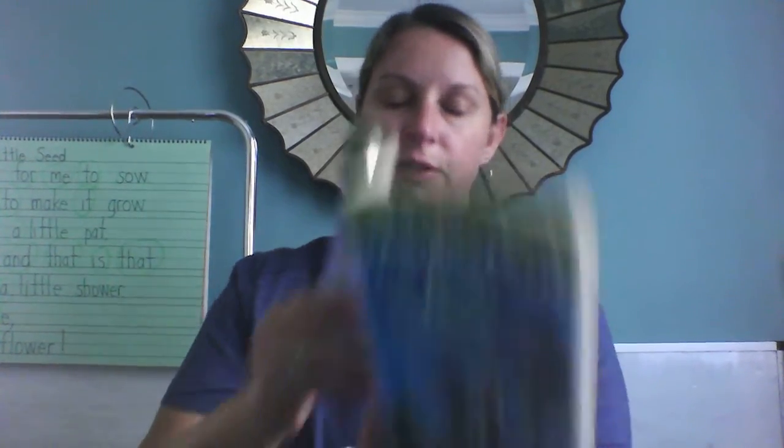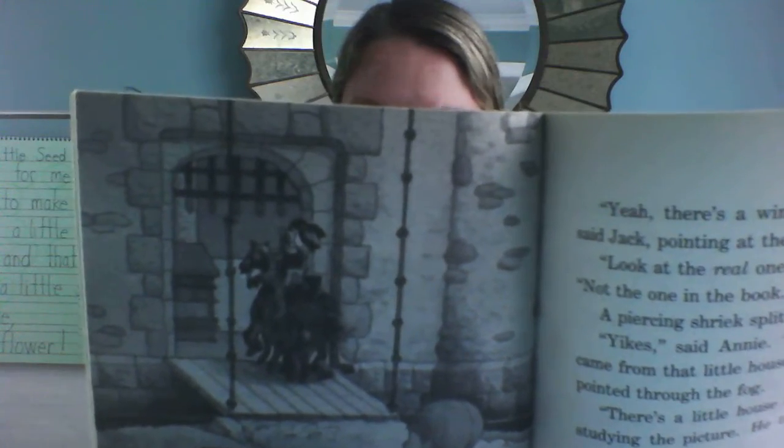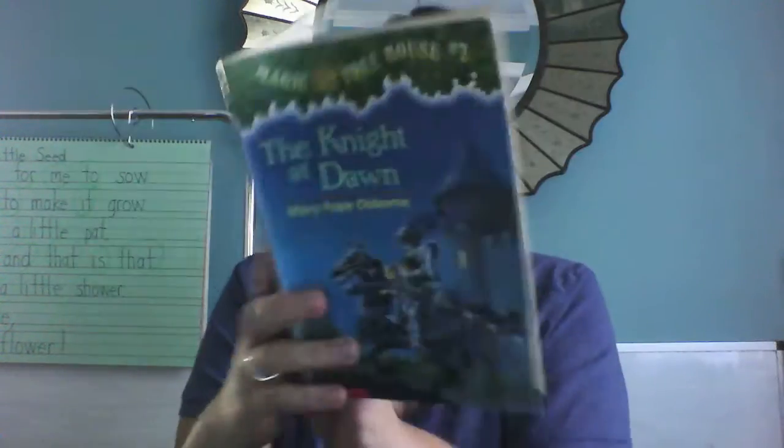Look, said Annie, peering through the mist. A windmill right over there. So here's a picture, kindergarten. Yeah, that's a windmill in here too, said Jack, pointing to the picture. Look at the real one, Jack, said Annie. Not the one in the book. A piercing shriek split the air. Yikes, said Annie. It sounded like it came from the house over there. She pointed through the fog.